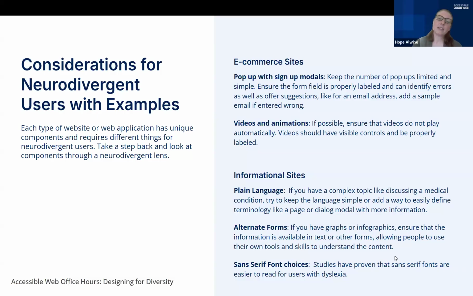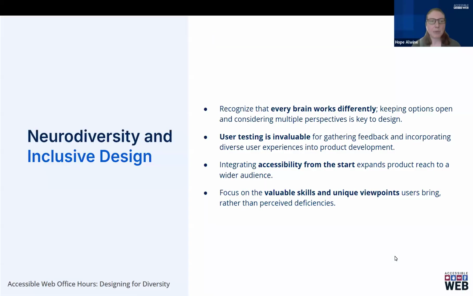So the key takeaways are that by simplifying interactions, minimizing unexpected distractions, and offering flexible content options, we create a smoother, more supportive experience for everybody. Which leads us to our wrap-up slide, which is neurodiversity and inclusive design. So a couple of points I wanted to sum up with before reviewing everything that we've learned in this webinar.